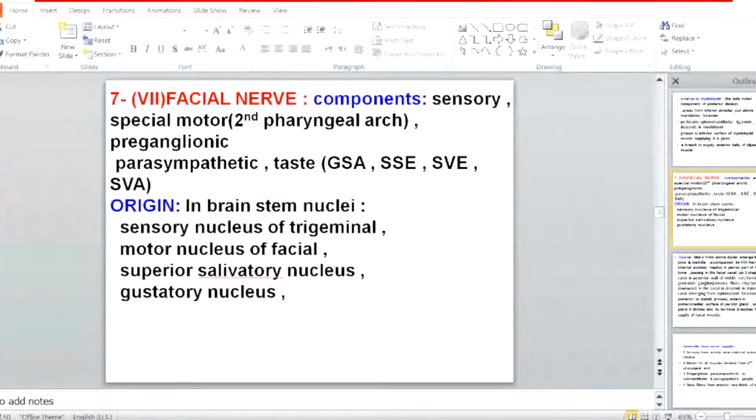So the facial nerve should take fibers from neurons in different nuclei. In brainstem nuclei, the sensory is taken from the sensory nucleus of trigeminal, few fibers. The special motor efferent for the second pharyngeal arch is taken from the motor nucleus of facial, which is situated in the upper part of medulla. It takes also the preganglionic parasympathetic fibers from the superior salivatory nucleus, and it takes the taste fibers from gustatory nucleus.